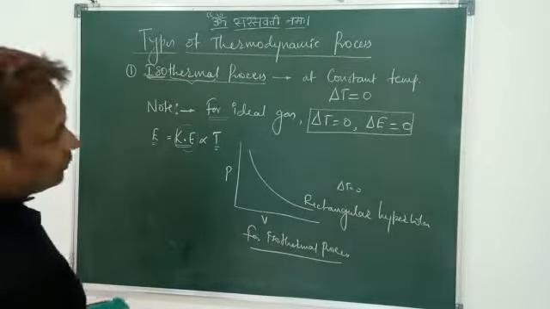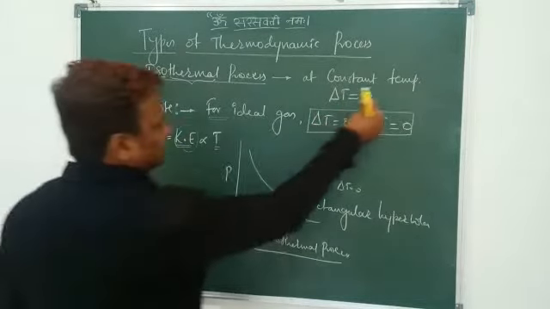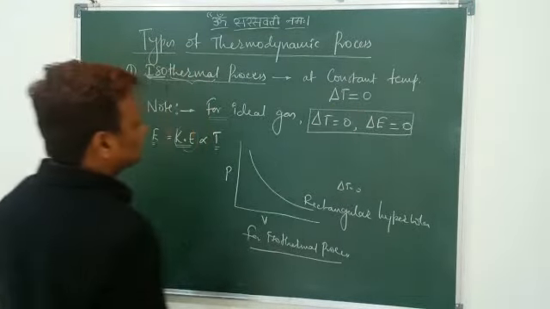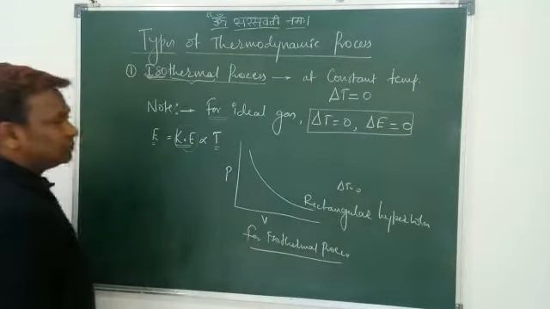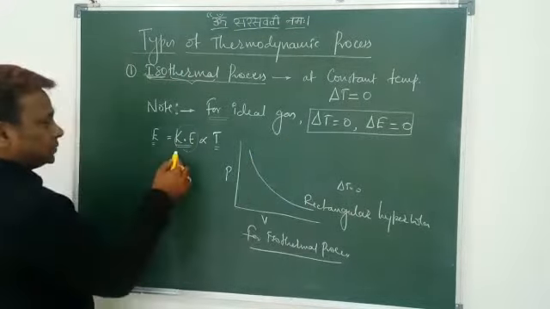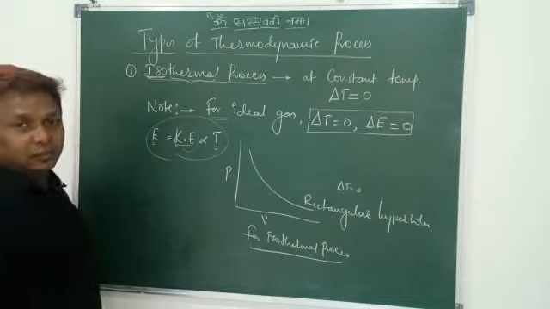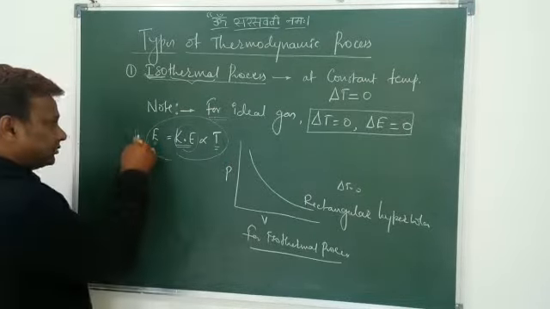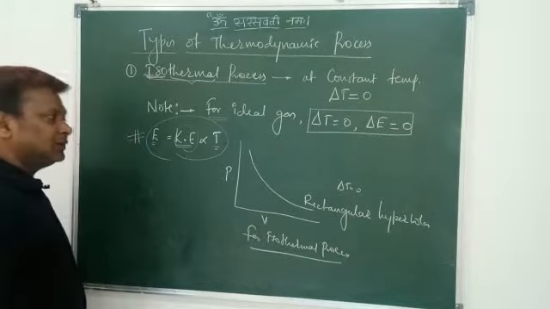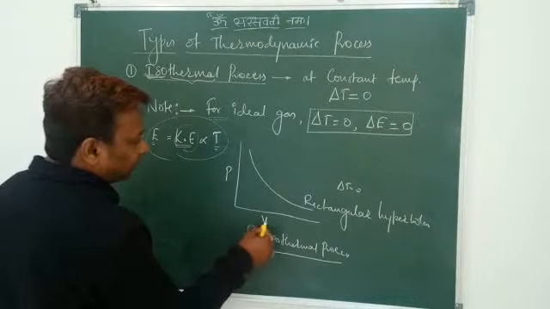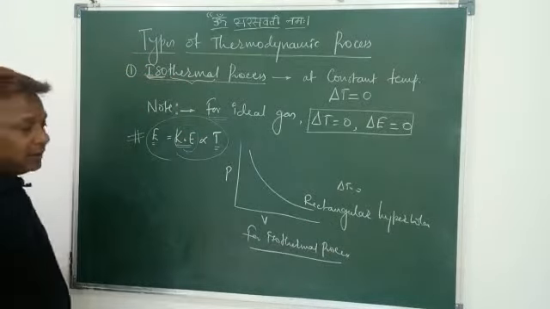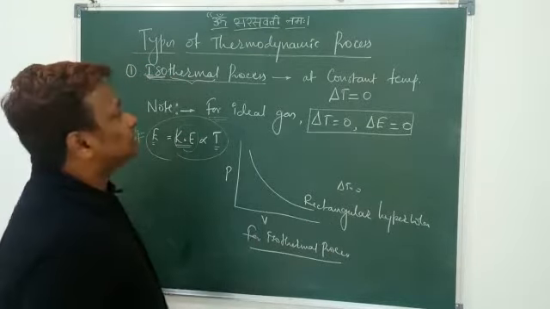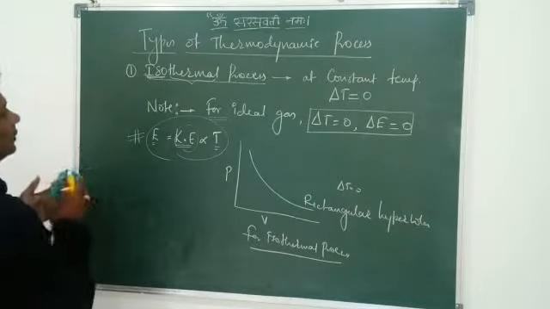That means the isothermal process is the process which takes place at constant temperature, delta T 0. If it is an ideal gas, delta T 0 means delta E equal to 0. How is delta E equal to 0? This part we have taken from the important postulates of KMT, the kinetic molecular theory. If we plot pressure against volume, we get the rectangular hyperbola graph, and this graph is only for the isothermal process. It is the first type of thermodynamic process.